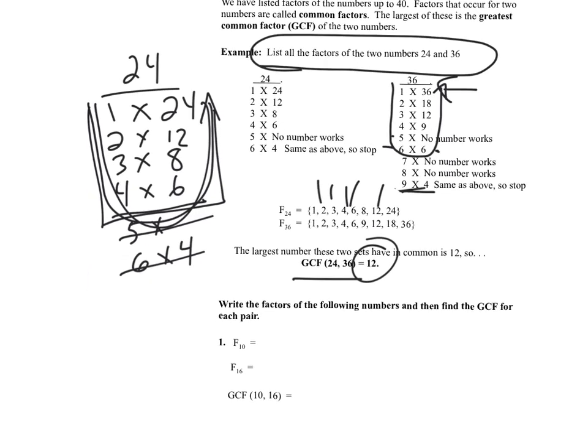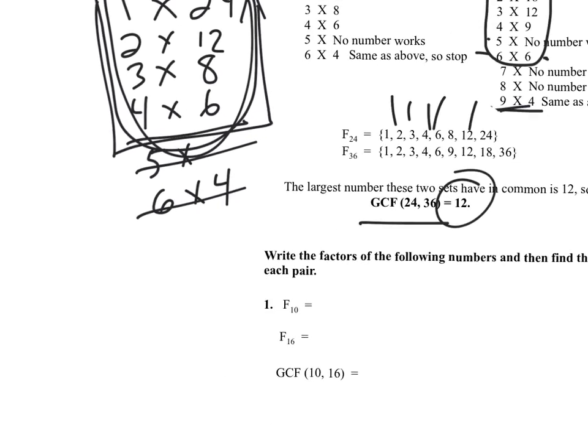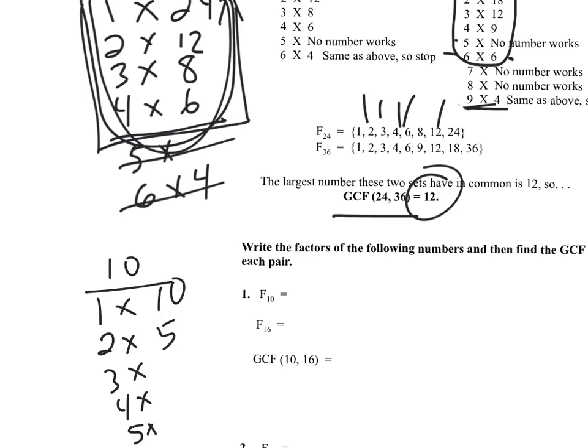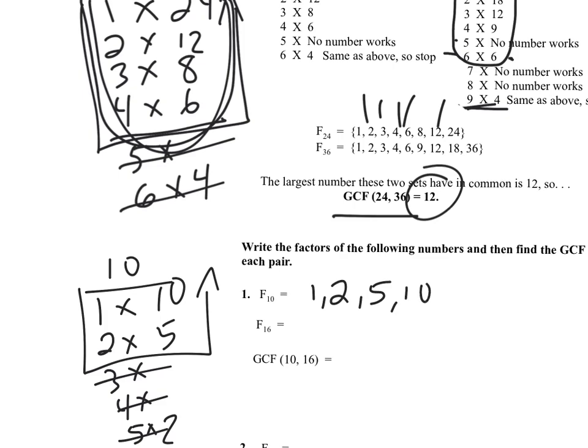So if we go down here, we're going to do the same thing with 10 and 16. We would start with 10. All right, 1 times something, 2 times something, 3 times something, 4 times something, 5 times something. Well, 1 times 10, 2 times 5, 3 doesn't work, 4 doesn't go into 10, and 5 repeats, so I can get rid of it. And these are my factors. So I got 1, 2, 5, and 10.